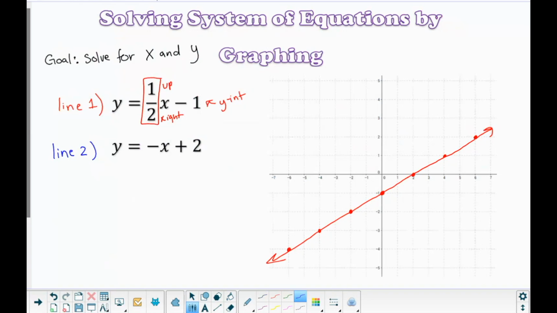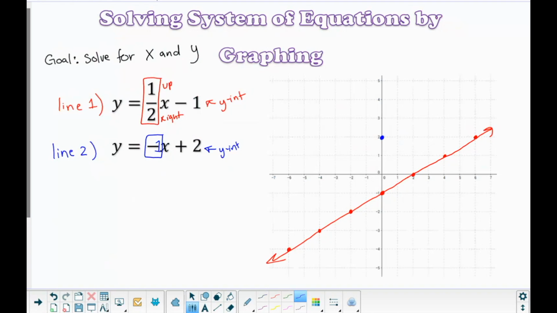Now let's go to the second one. Same thing. This is our y-intercept. We're going to start at +2. And from there, we're going to follow our slope. Now, there's a number missing. Remember, x is not part of your slope. But in front of every letter, we know there's a number 1. So our slope in this case is -1.